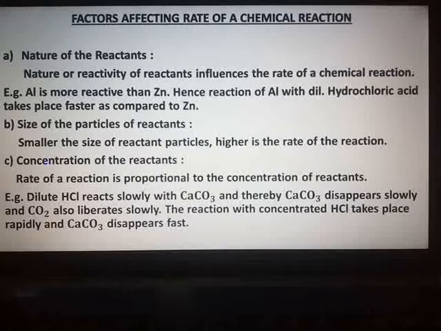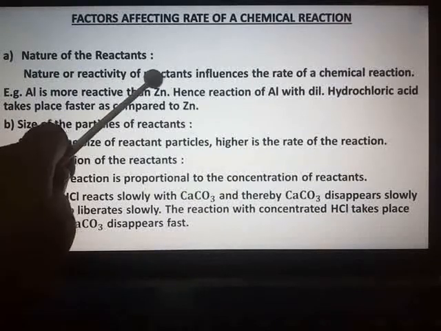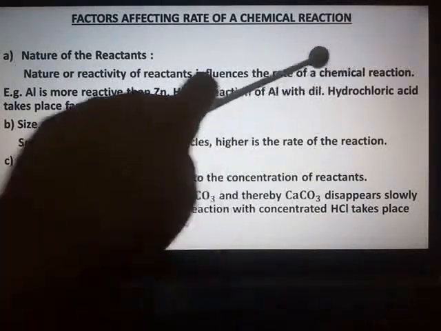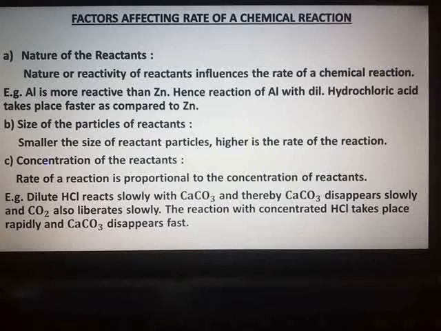So for a chemical reaction, the first factor which affects is the nature of the reactants. You all know reactants are the ones who combine, who decompose to give the products. So their nature is very important. Now nature or reactivity of reactants influences the rate of a chemical reaction.